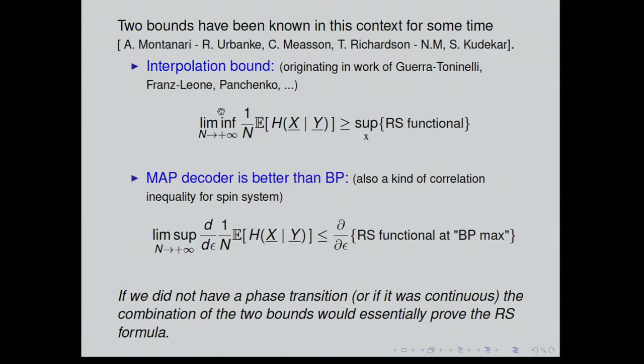Now, if this max does not jump from one value to the other one, anyway, you can replace it. So the max obtained by the BP decoder, you can just replace it by the sup. And then you can replace this partial derivative by a total derivative.